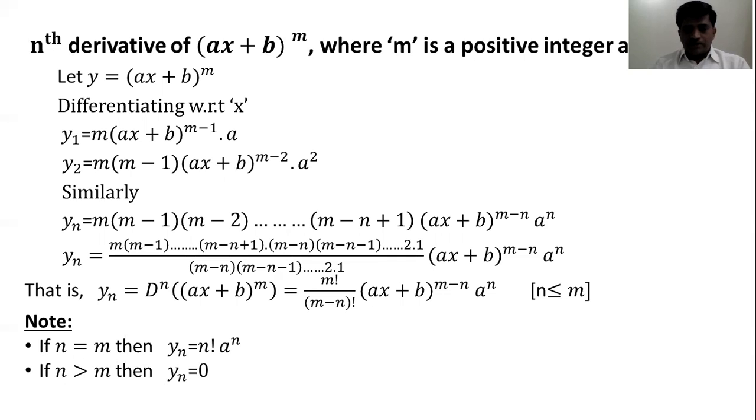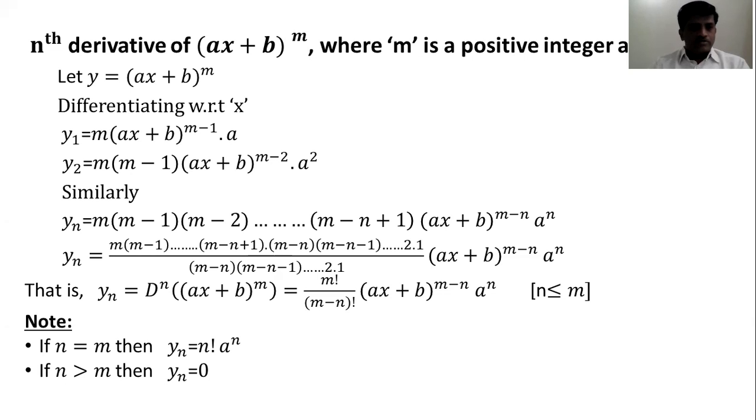Again, to reduce it to standard form, we are multiplying and dividing by m minus n minus 1, so on to 1. Then numerator reduces to m factorial, denominator reduces to m minus n factorial into ax plus b power m minus n, a power n. This is the nth derivative result for ax plus b power m. This holds good for n less than or equal to m.